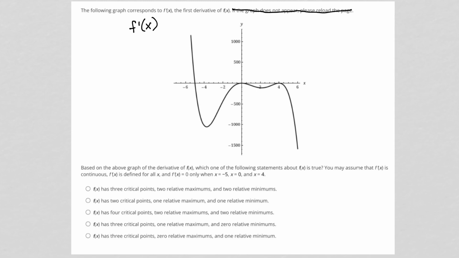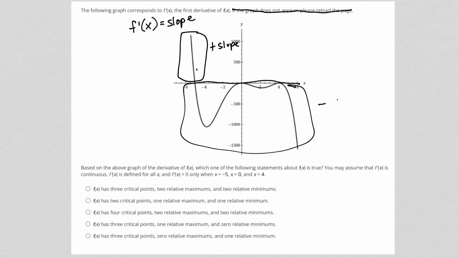That means that f prime of x is like a slope graph, which means everything above the x-axis represents a positive slope. Everything below the x-axis, which is basically everything else, represents a negative slope. And everywhere where it touches the x-axis represents a slope of 0. Okay? So let's look at the question here.